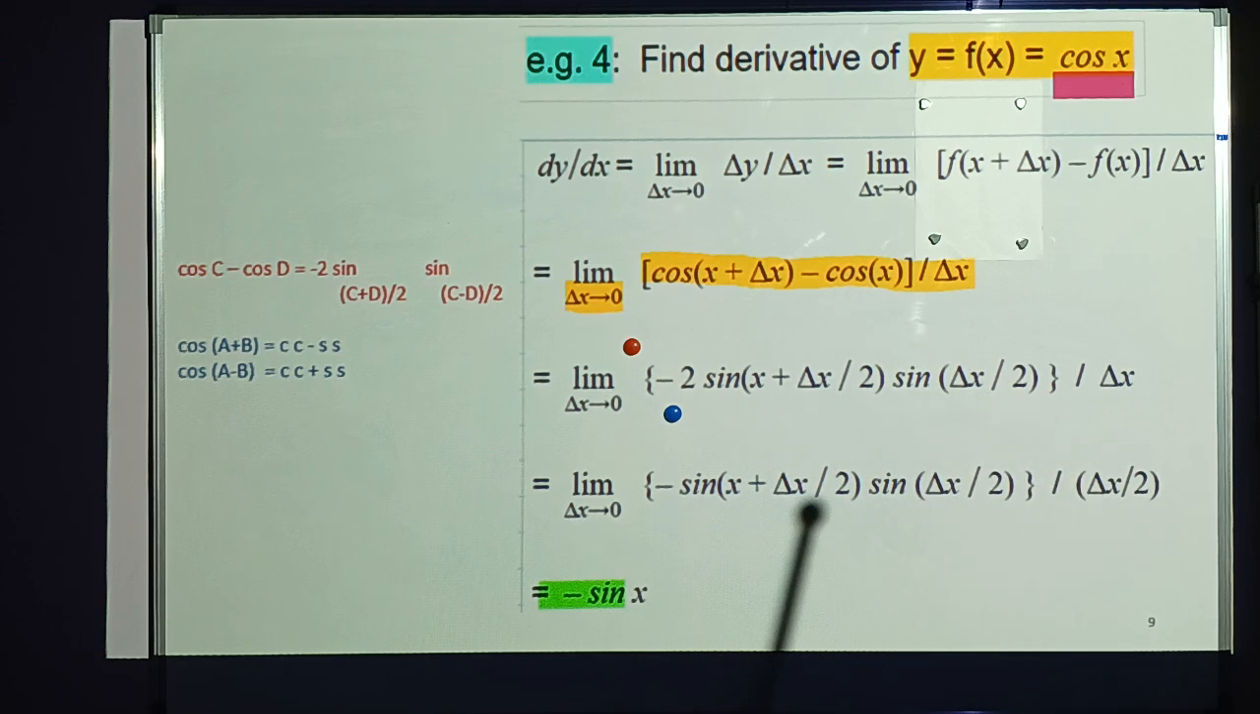Again, this 2 can be brought down here. Again, you have this form sin delta by delta. This is 1. And here, if you put delta x equal to 0, I'll get minus sin x. The minus sign is here, which comes from here, and which comes from here. So the derivative of cos x is minus sin x.